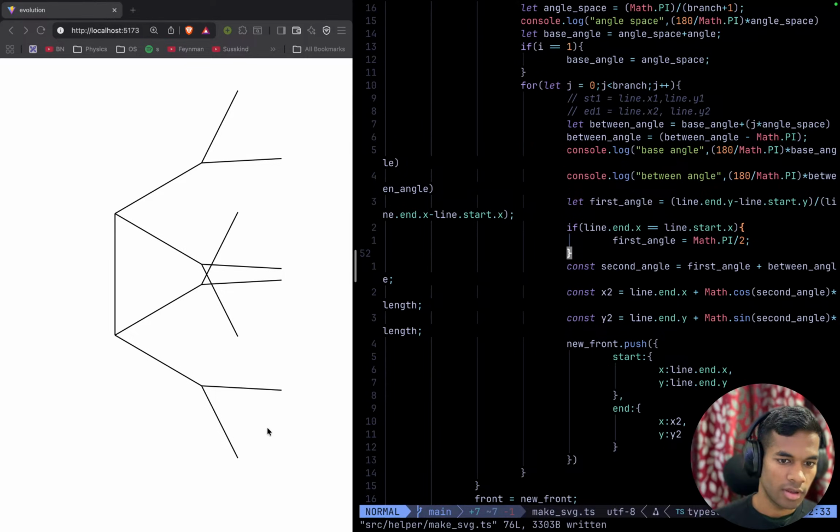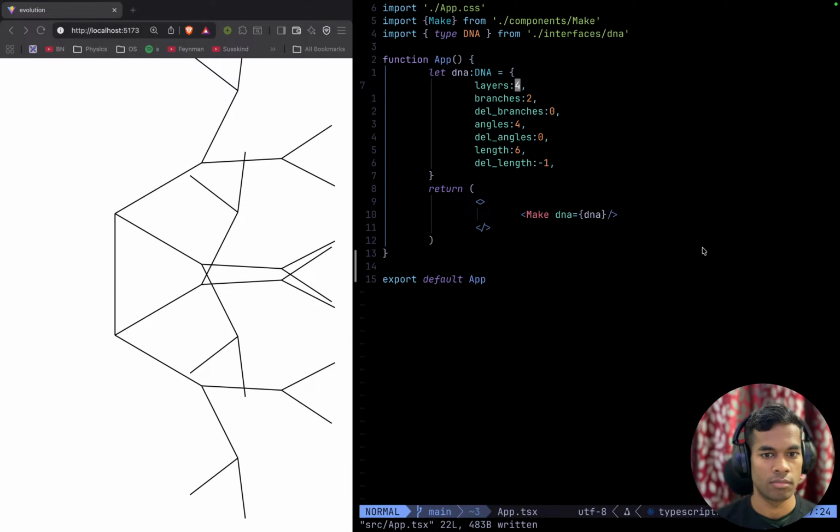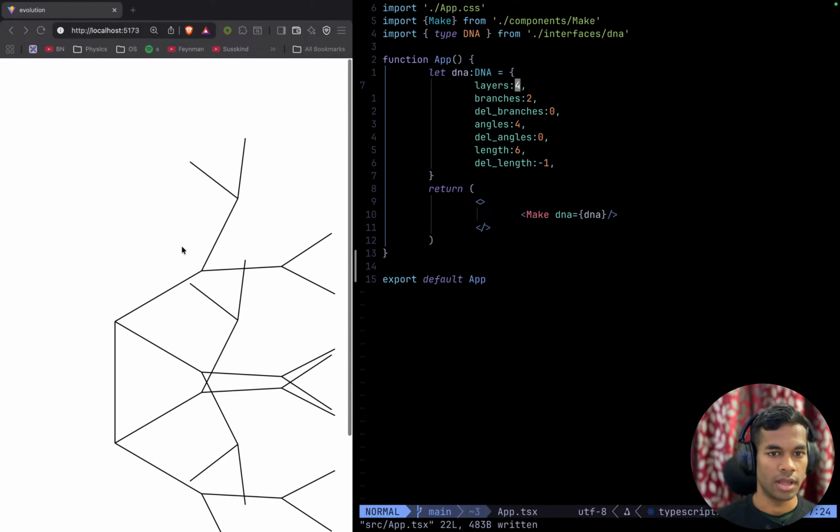Okay, that is much better. That is exactly what we were looking for. Shade. Okay. Increase the number of layers. Yes, that is good. That is improvement. That is improvement.